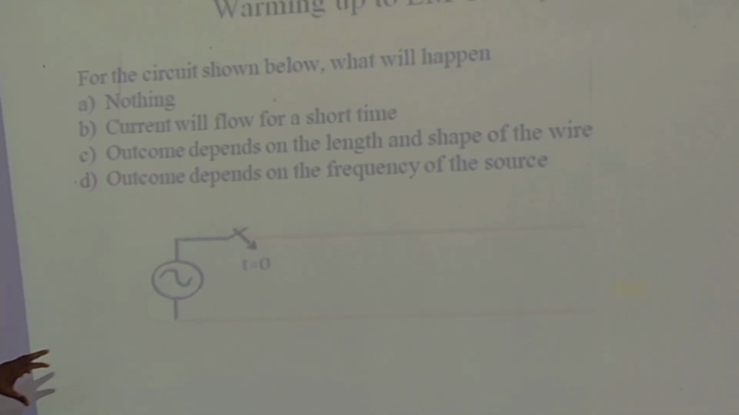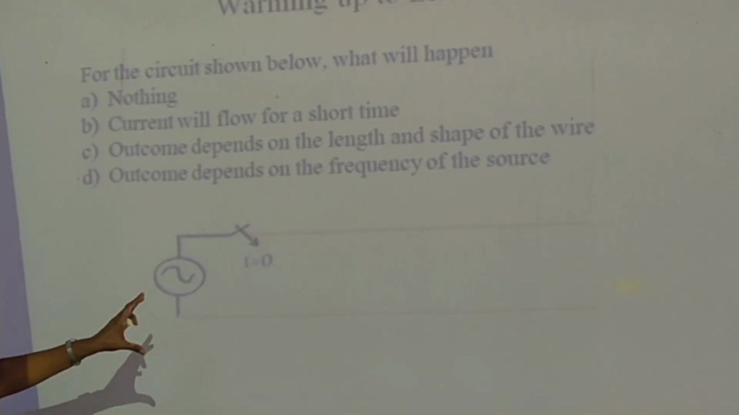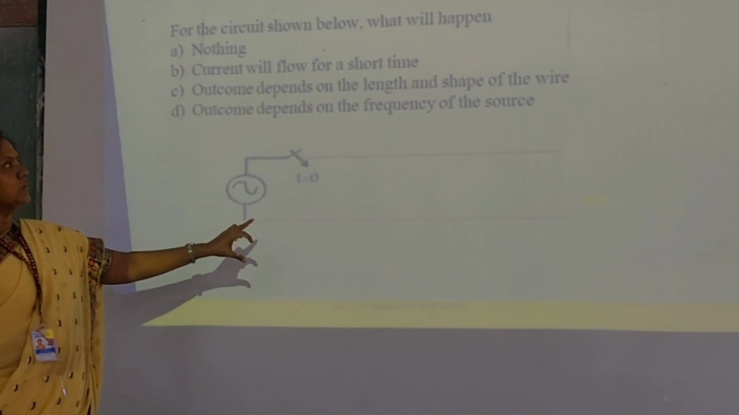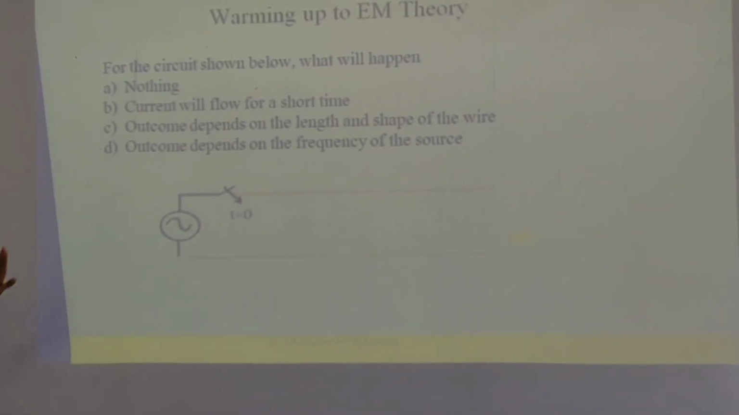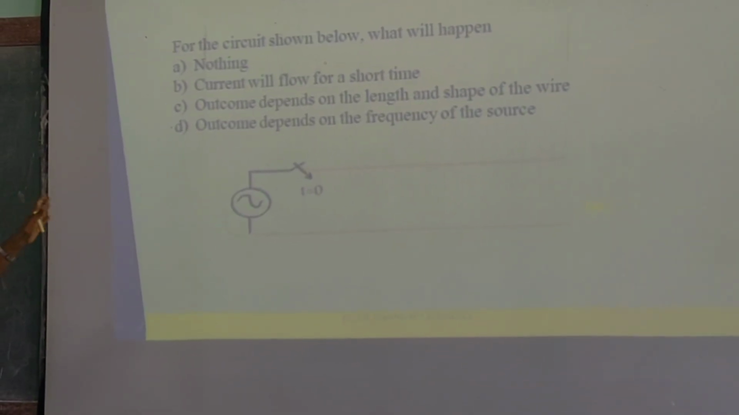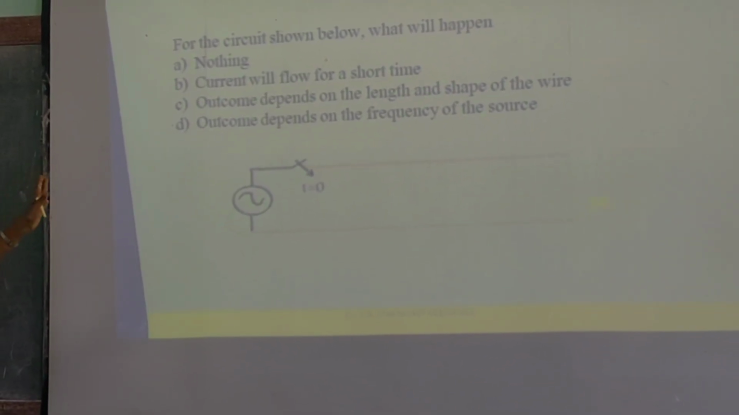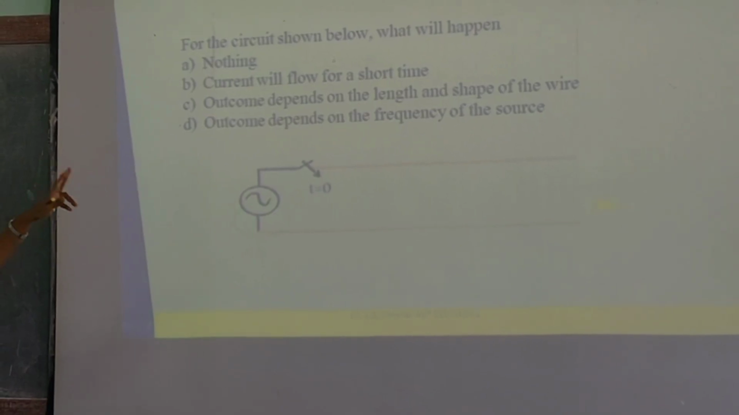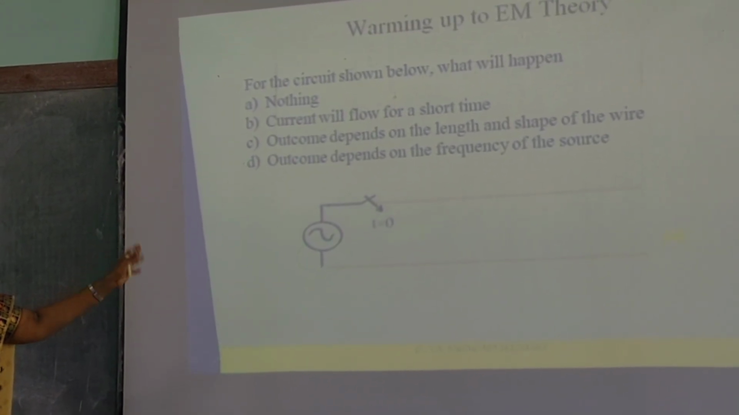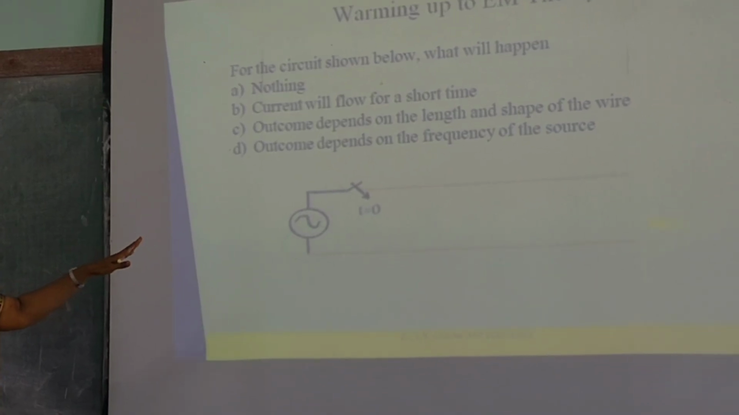Now we have a circuit like this: 2 long pair of wires connected to a signal source. We have got a switch over here. So this is the question given. What will happen? The multiple choice answers are also given. The first answer is nothing. Current will flow for a short time. Outcome depends upon the length of the wire, and outcome will depend on the frequency of the source.